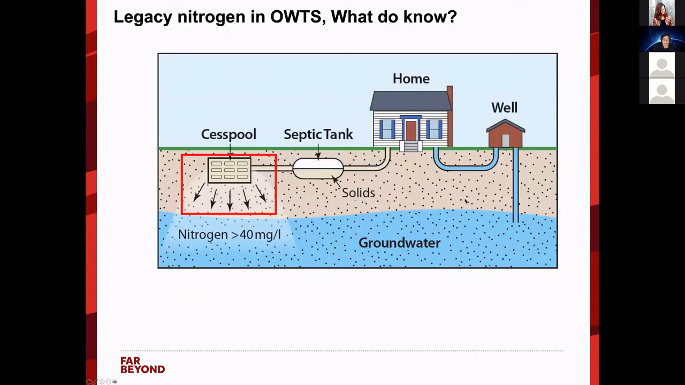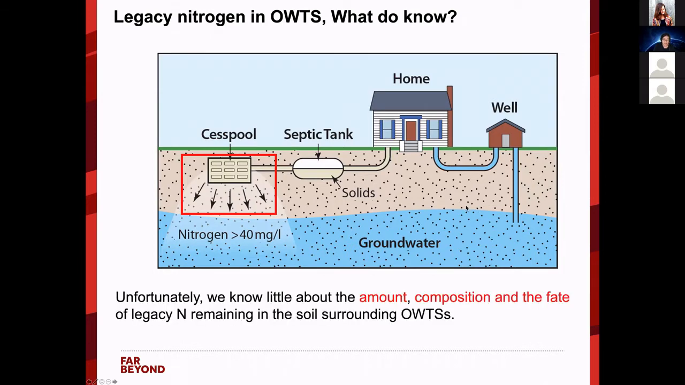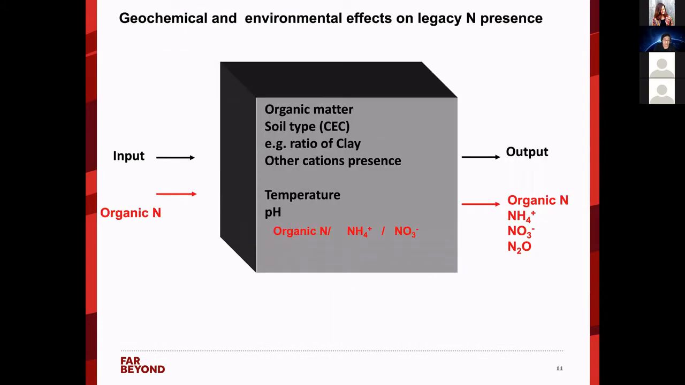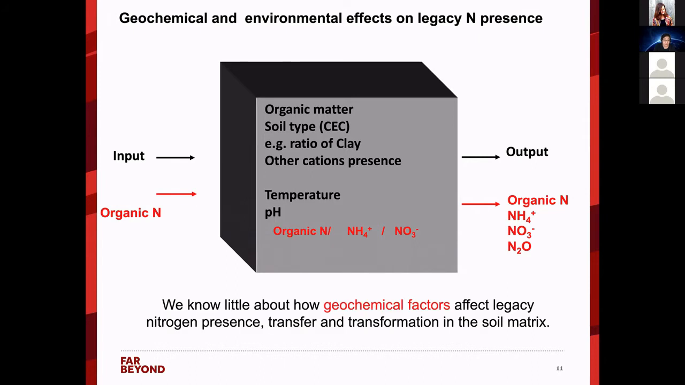So the question becomes, what do we know about the current leaching nitrogen presence in the cesspool and leaching pools? Unfortunately, we know very little about the amount, composition, and the fate of leaching nitrogen remaining in the soil surrounding the current cesspools. If you search the keywords of cesspool or leaching pool or on-site wastewater treatment system and leaching nitrogen, it is very hard to find any results in the search engines. On the other hand, we know very little about geochemical and environmental effects on the leaching nitrogen presence and their quantity. So these leaching pools are much more like a black box.